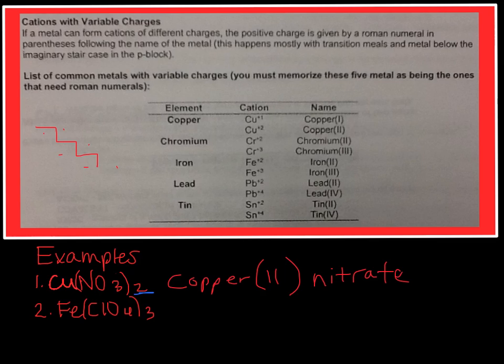And then right here you have FeClO4. So you do iron, Roman numeral 3 in parentheses for this charge right here when it transfers over, and chlorate. Yep.